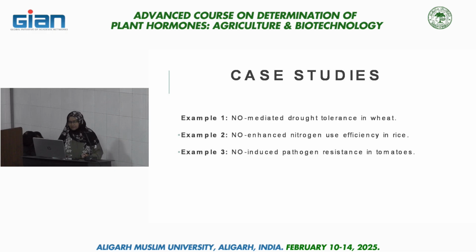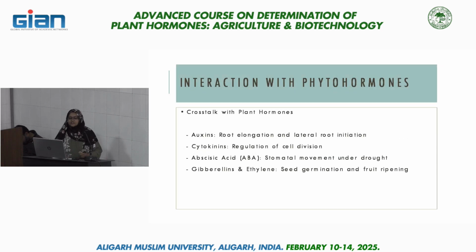So these are some case studies, and if we see the interaction of nitric oxide with other phytohormones, we have seen that most of the processes that NO regulates are through crosstalk with other phytohormones or signaling molecules. For example, it promotes root elongation and lateral root initiation through interaction with auxin. NO also regulates stomatal movement in drought condition by modulating abscisic acid signaling, and all these interactions highlight the multifaceted role of NO in plant physiology.